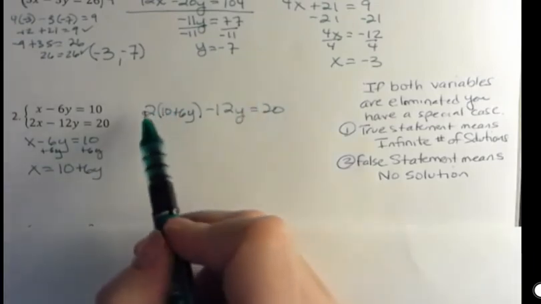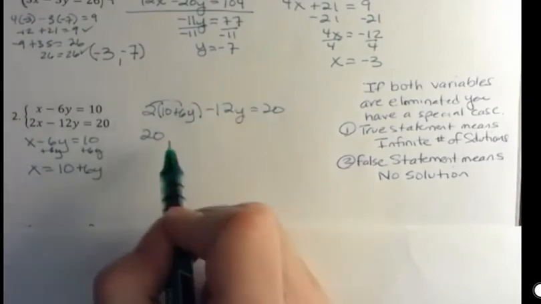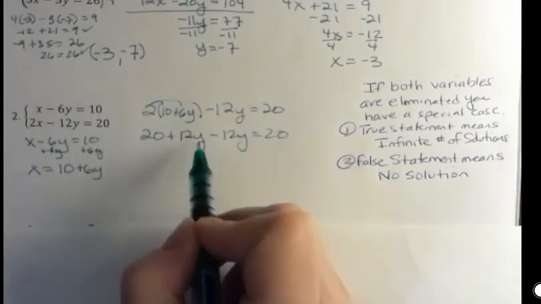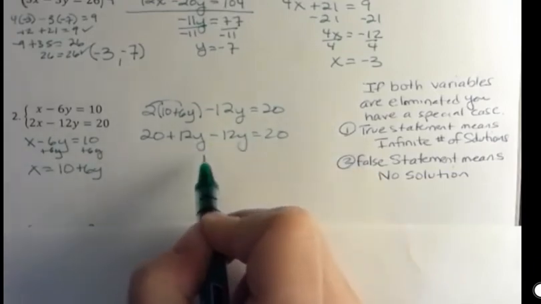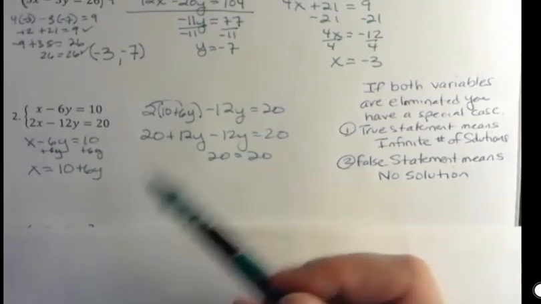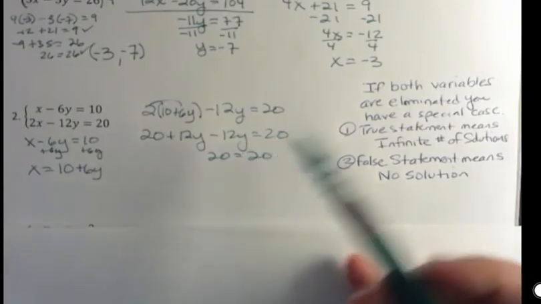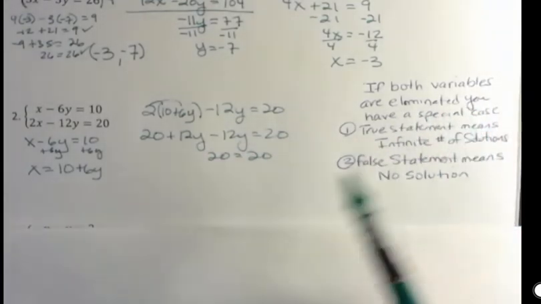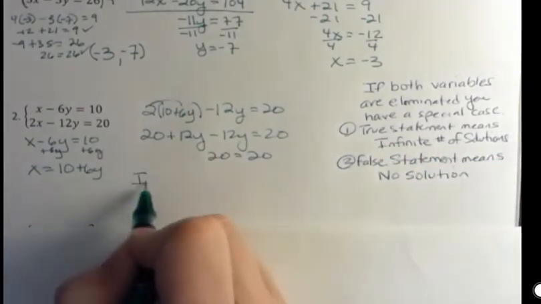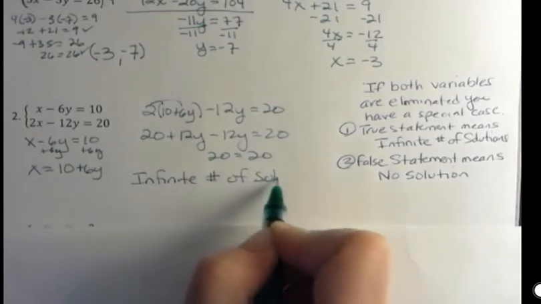And now if I distribute, 10 times 2 is 20, and 2 times 6 is 12y. And now if I do 12y minus 12y, I get 20 equals 20. Both of my variables are gone. The first one I got rid of by substituting. The second one was eliminated along the way. So both of my variables are gone, and I'm left with what? A true statement. True statement means that I have an infinite number of solutions.